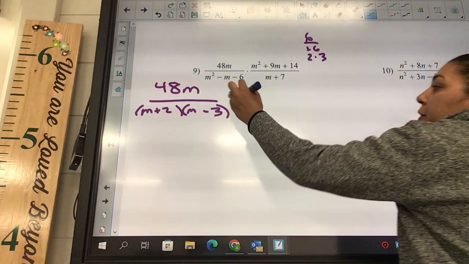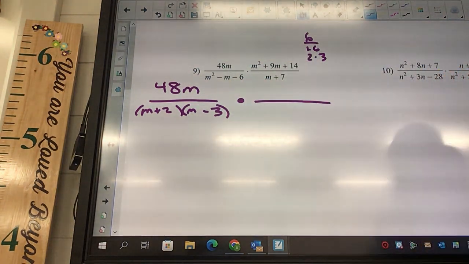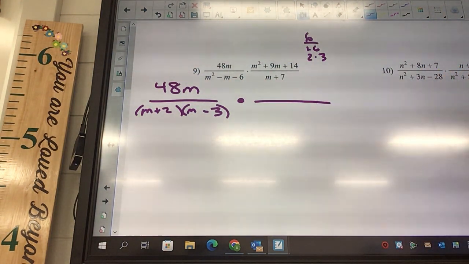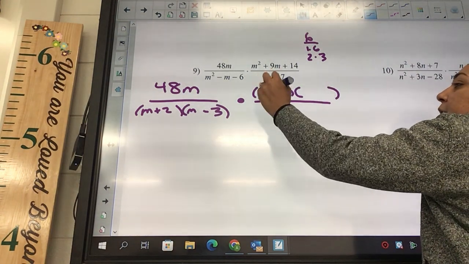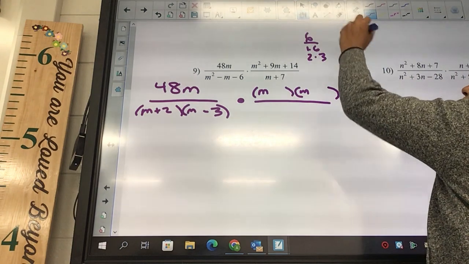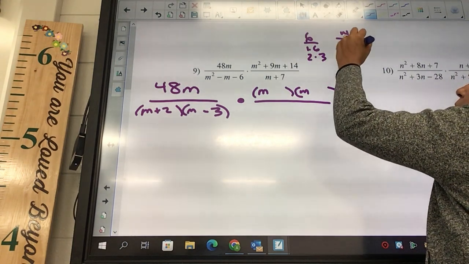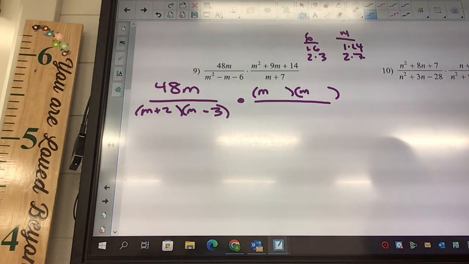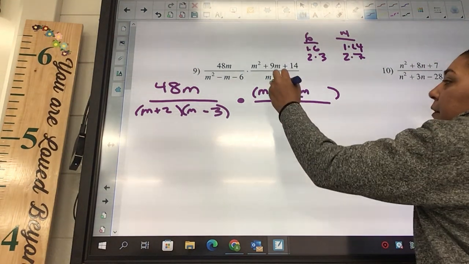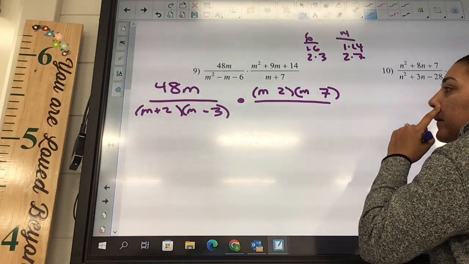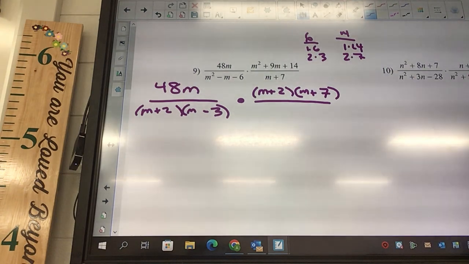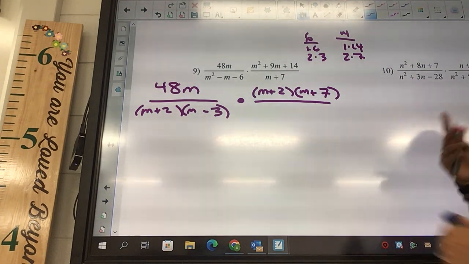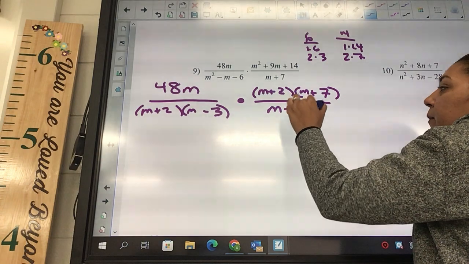Okay, and again, we're going to put this dot here. Which one on this one needs factored? Top or bottom? The top. So we're going to say M and M. And then we got 14. So I got 1 and 14, 2 and 7. I need something to give me a 9. 2 and 7. And I need a positive 9. Plus. The bottom one, can that be factored? No. Okay, it's got to have those 3 pieces to be factored. So we got M plus 7.